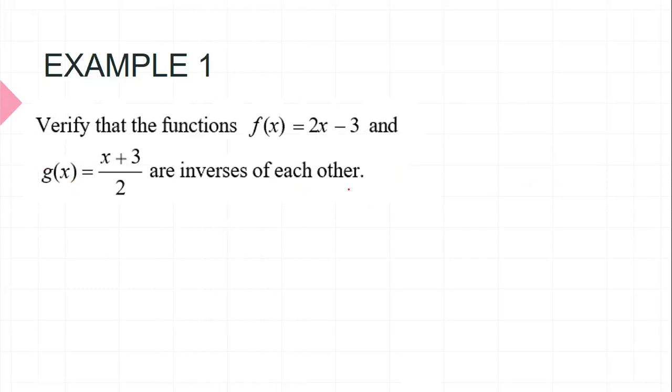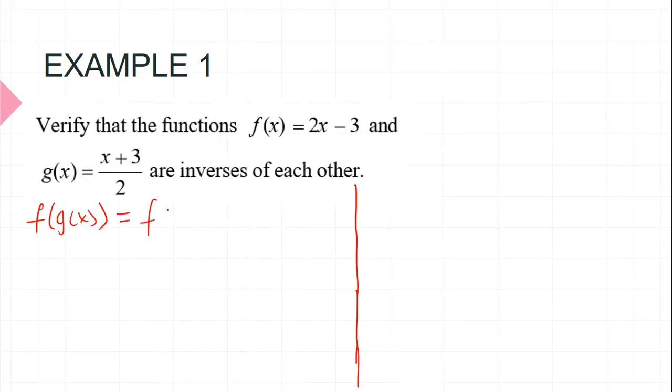All right, ready to try it? So we're going to test it out. We're given f of x equals 2x minus 3 and g of x equals (x plus 3) divided by 2. And it wants us to show algebraically that these two are inverses, right? So first thing we're going to do is find f composed of g of x.